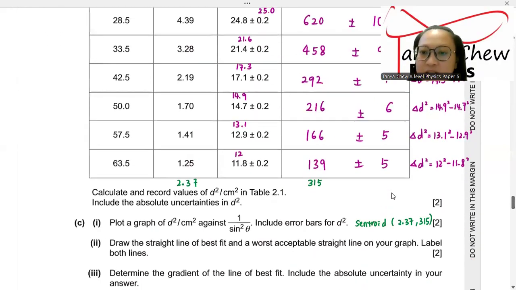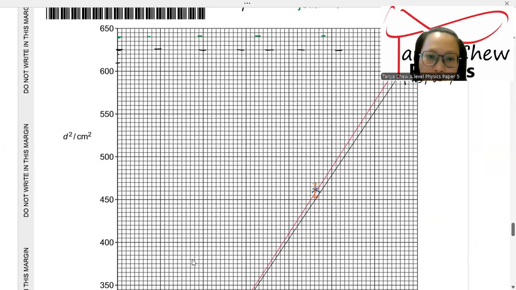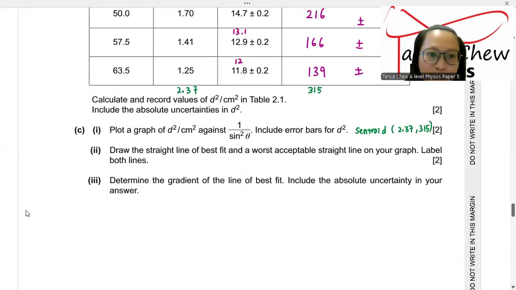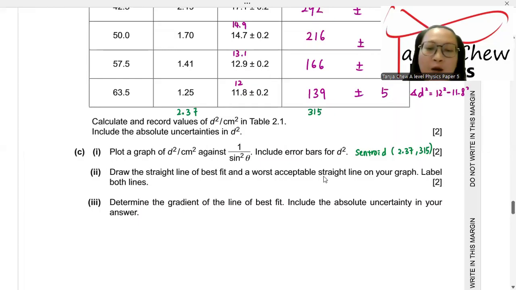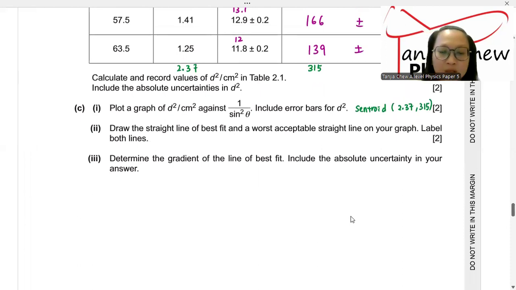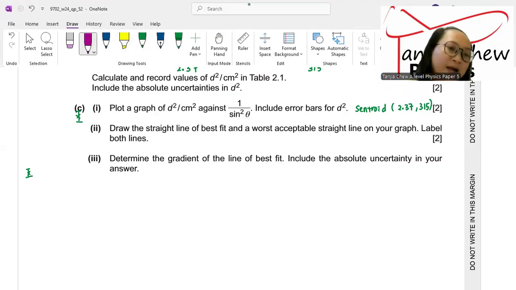And 7, 6, 5, and 5. So you can plot all these. And before you plot your worst fit line, because the second part, they ask you to draw a line of best fit and a worst acceptable straight line on your graph. Worst acceptable straight line, bear in mind, you just focus on the first error bar and the last error bar. You want to draw your worst acceptable straight line. Look at first error bar and last error bar.